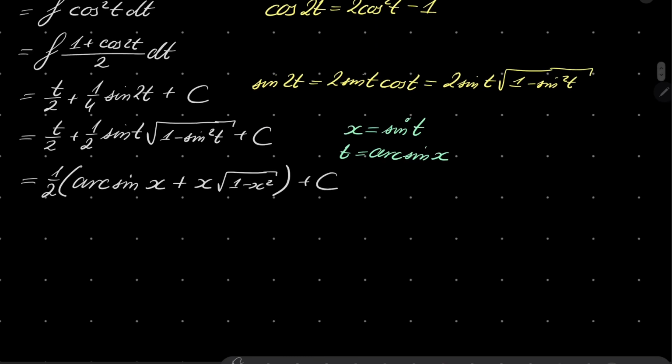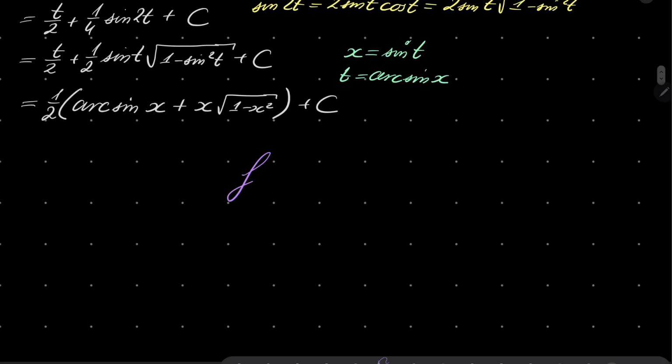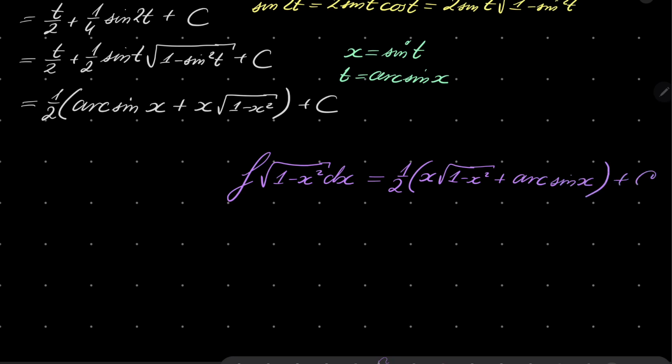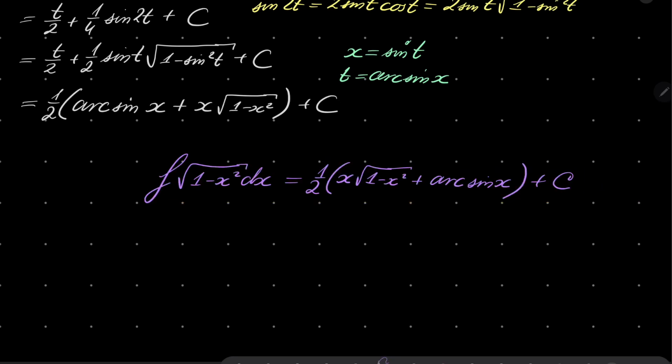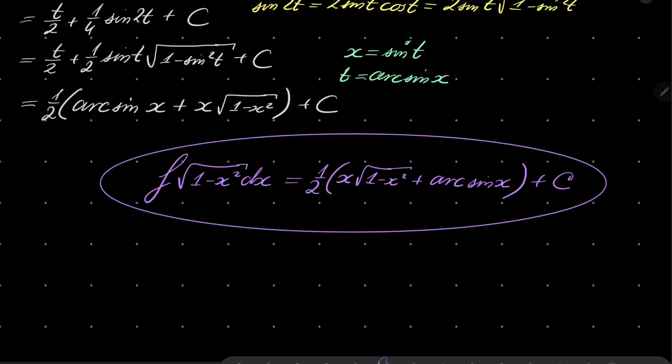Let's see. Maybe it's so important that I will write it again right here in violet. This equals 1/2 times x square root of 1 minus x squared plus arc sine of x plus some constant. And we will use it. By the way, if you are preparing for some exam or some Olympiad where integrals are required, I suggest that you remember this very integral, because this quantity, 1 minus x squared under a square root, appears quite often.